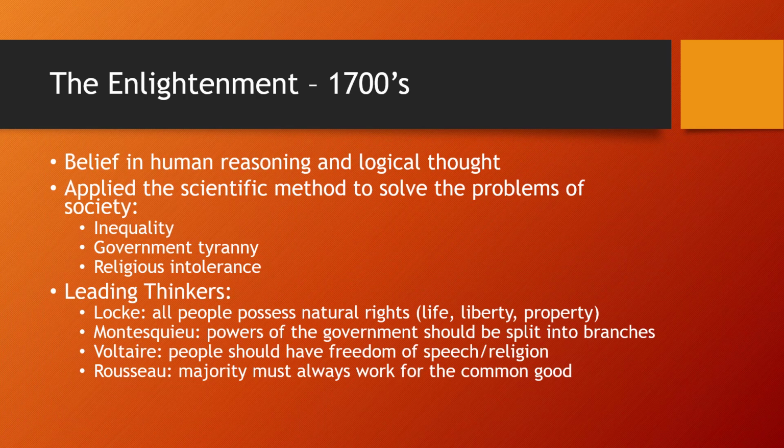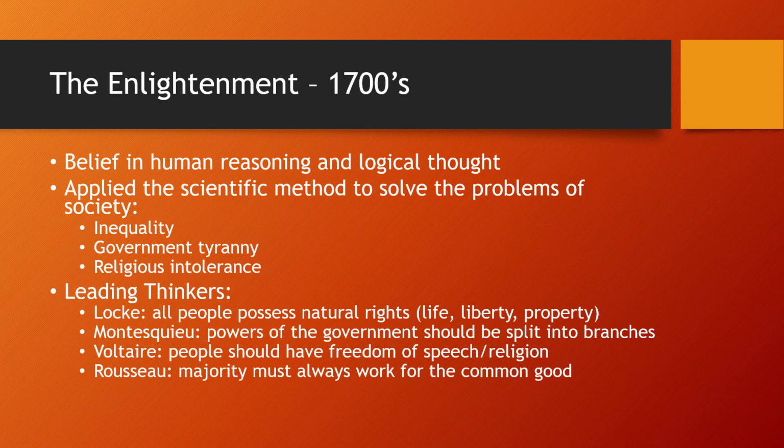So this leads us into the Enlightenment, which is just the application of the scientific method to solve society's problems. What were society's problems at this time period? Inequality between the classes. You have a little group of super rich, super powerful people governing over everyone else, the little guy. You have government tyranny.